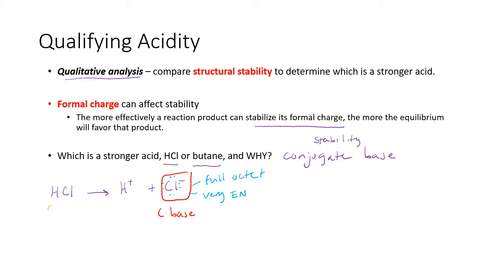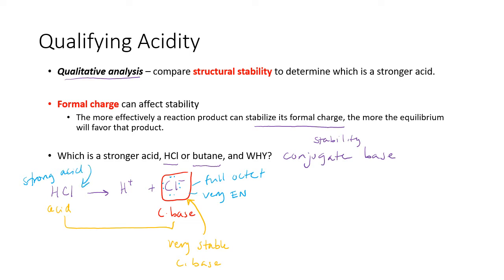So if we compare our acid-base conjugate pair here, we can see that chloride is electronegative. It has a full octet. It's able to stabilize having that extra negative charge around it. So this makes it a very stable conjugate base. And since that conjugate base is stable, that is actually why HCl is a strong acid in the first place, and not a weak acid.